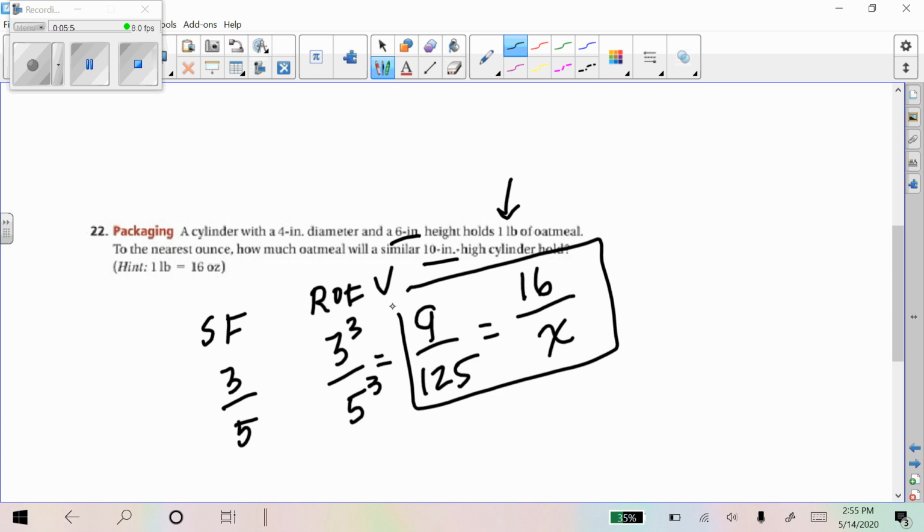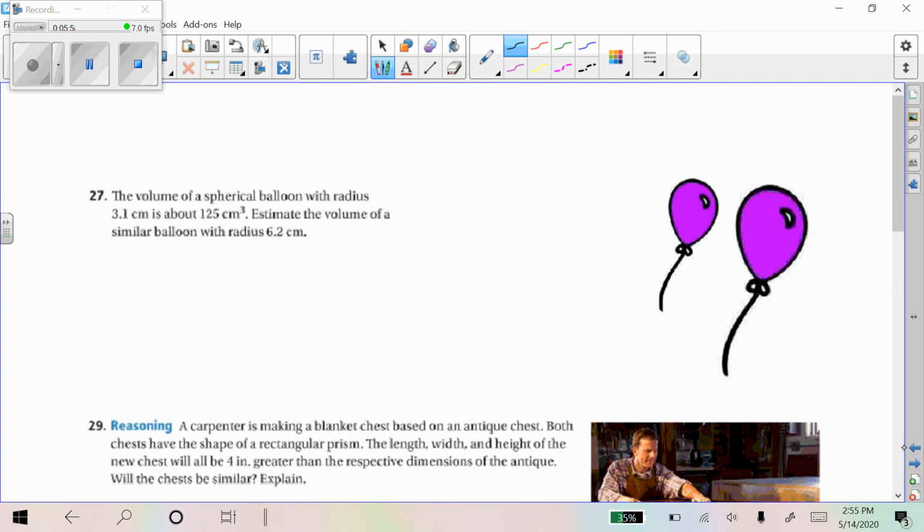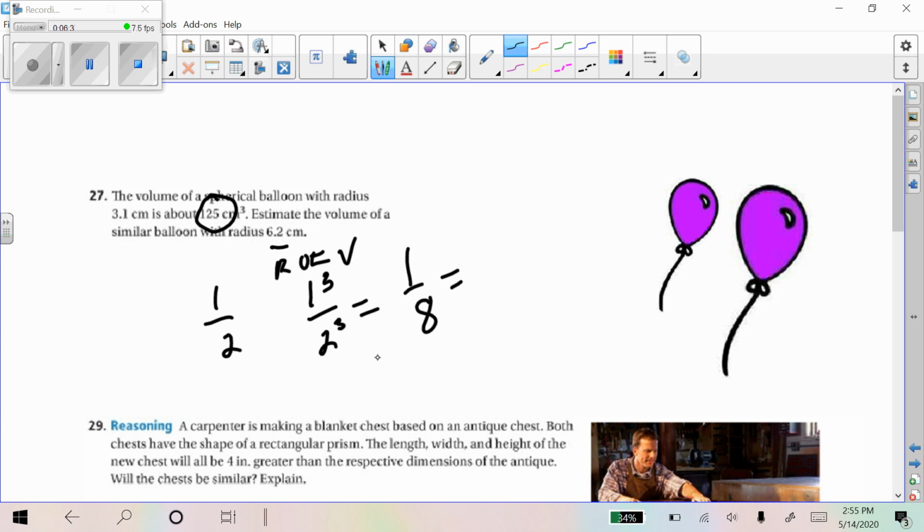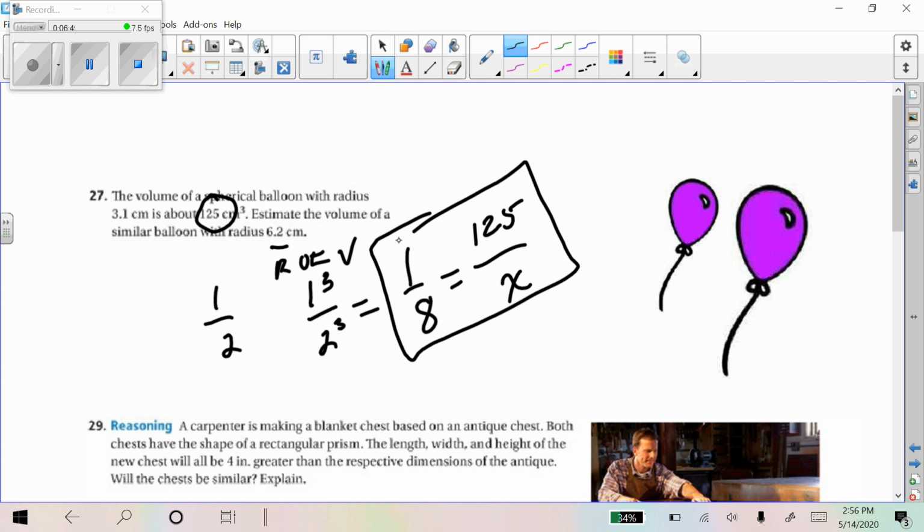All right, and let's look at one more, number 27. The volume of a spherical balloon with a radius of 3.1 is about 125. Estimate the volume of a similar balloon with a radius of 6.2. So you can see that the radius is doubled, right? So the scale factor is 1 to 2. So the ratio of the volumes, which is what you would have for the air, would be 1 cubed over 2 cubed, which is 1 to 8. And it says the volume of the smaller one is 125. So let's put that on top, put X on the bottom, solve that proportion, and you'll be good. I think it comes out to 1,000.